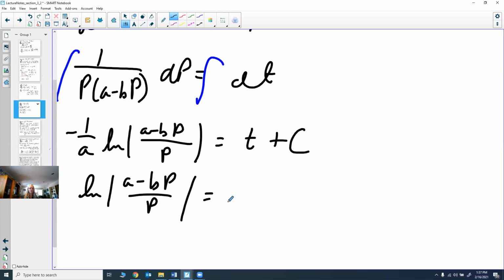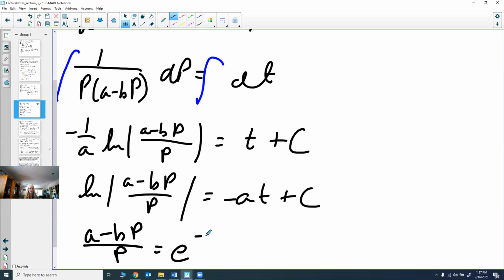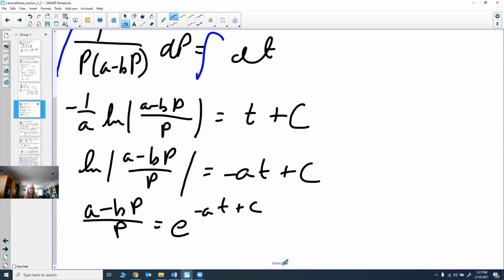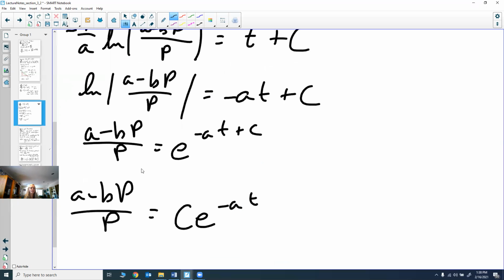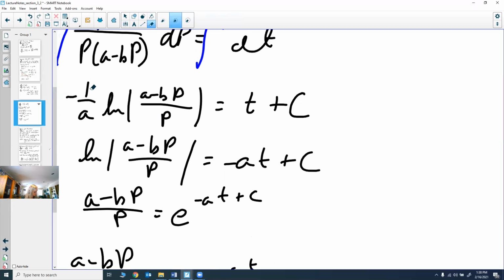So the first thing I'd probably do is take this negative 1 over a to the other side, so negative at plus c. And then get rid of the natural log by raising e to both sides. And so you have (a minus b times p) over p is equal to c e to the negative at. Oh, wait, I think I wasn't supposed to have this negative sign here. I apologize. Sorry. Oh, no, I know what I did. I did want that negative sign there.